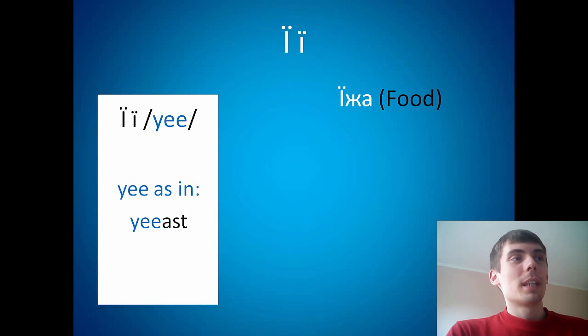The next letter is Ї. What you have to remember about this letter is that it's a bit longer than the next one, because the sound will be very similar. Ї, as in English, yeast. What is important about this word is that it sounds just like the Ukrainian verb to eat, which is їсти. And here is an example for you: їжа, which is food.